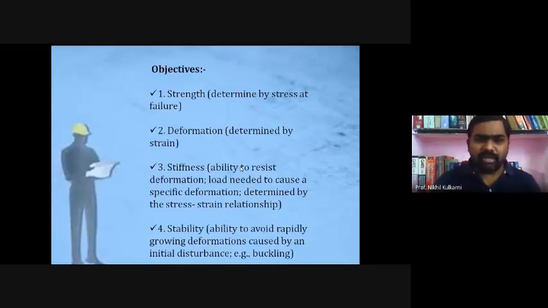Means after learning this subject, what we will get basically. So the first point which we will get, here the basic first objective is strength. We will get the strength. Strength means what? Strength means how much it will take, the capacity.